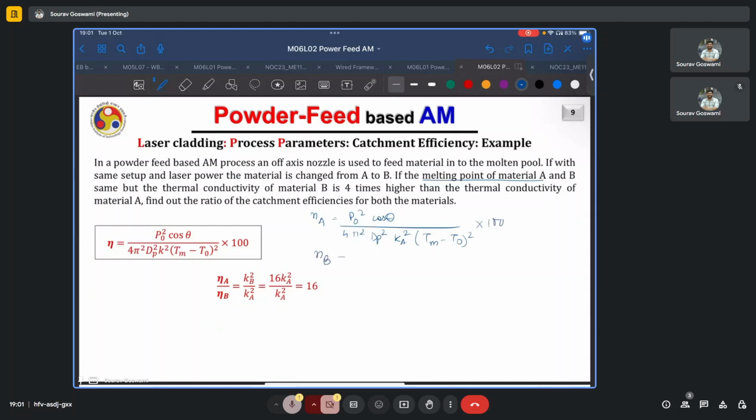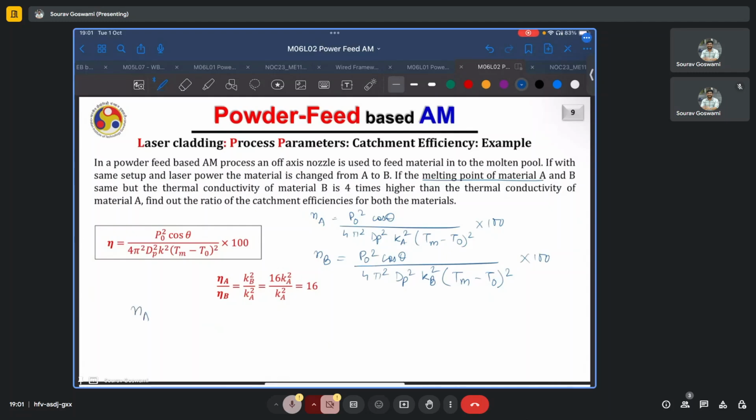For the other material, P naught is the same, the inclination theta is the same, the diameter of the powder stream profile is the same, so dp square. The thermal conductivity is different, so we give a different subscript, Kb square. Melting point is again the same, so again T naught, ambient temperature, is the same, into 100. And we have to find the ratio of the catchment efficiencies for both the materials.